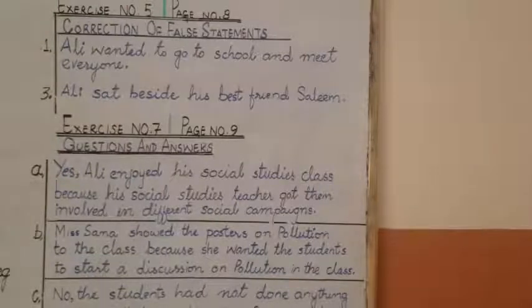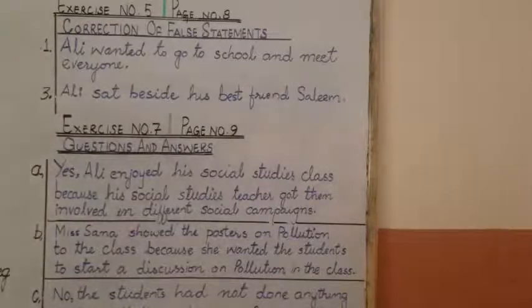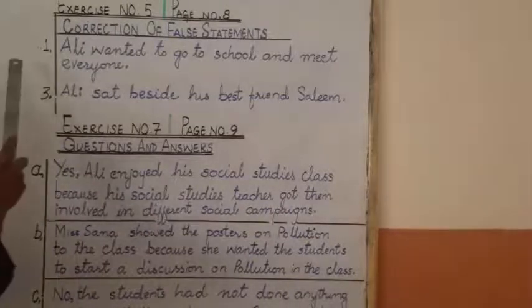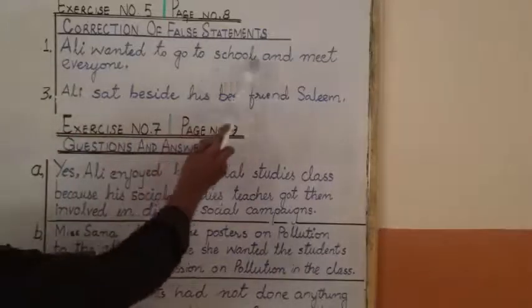All right? I have solved 2 for you. ठीक है? We did 3 sentences and out of 3 sentences 2 were incorrect. The statement number 1 was incorrect and statement number 3 was incorrect. ठीक है? तो we have to make these statements correct and write into the notebook. What was the statement? Ali did not want to go to school and meet friend. It was incorrect sentence. So what is the correct sentence? This one is Ali wanted to go to school and meet everyone.